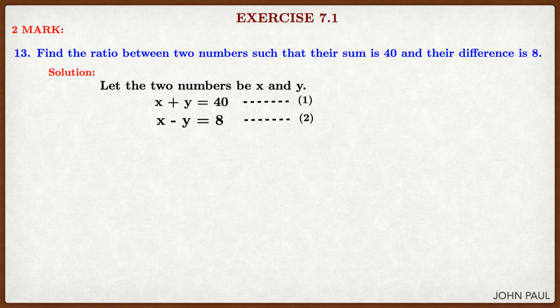Now by simplifying both the equations, we have to find x and y. By adding equations 1 and 2, we will get 2x equal to 48. Y minus y gets cancelled. If you take 2 to the other side, it will divide. Therefore, x equal to 24.